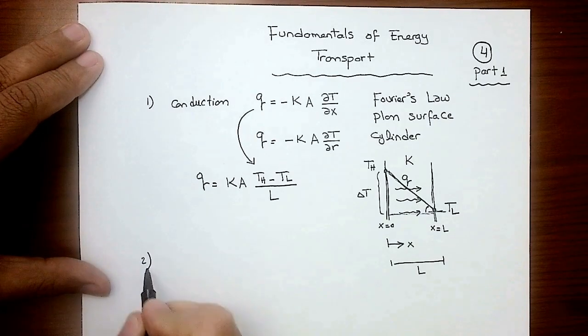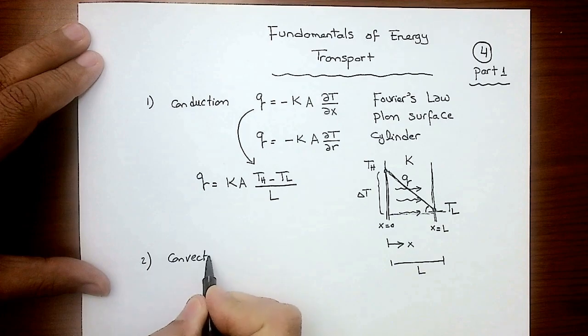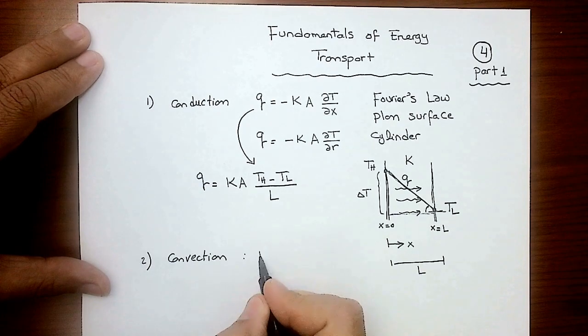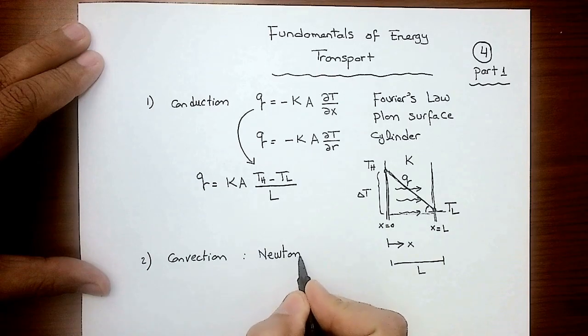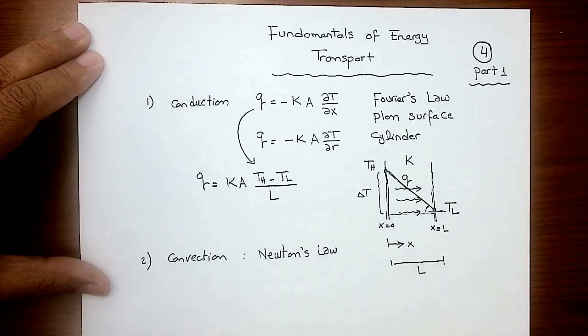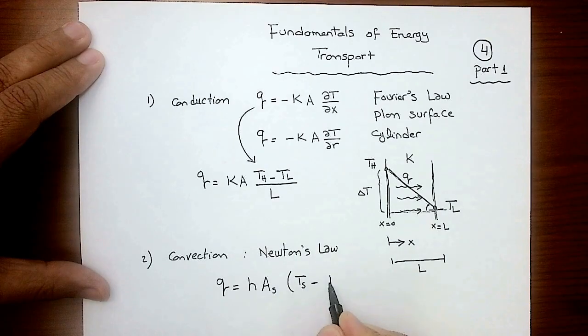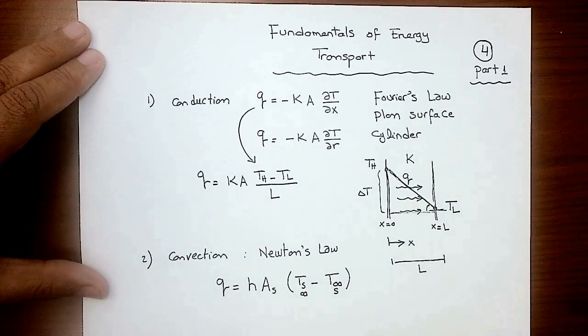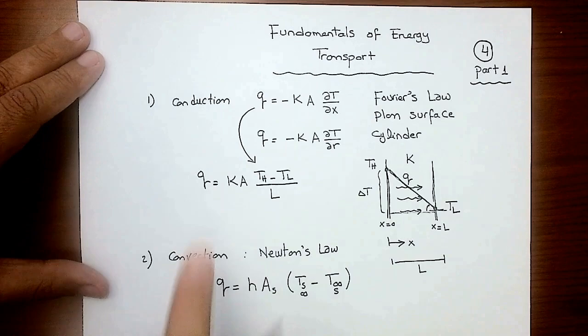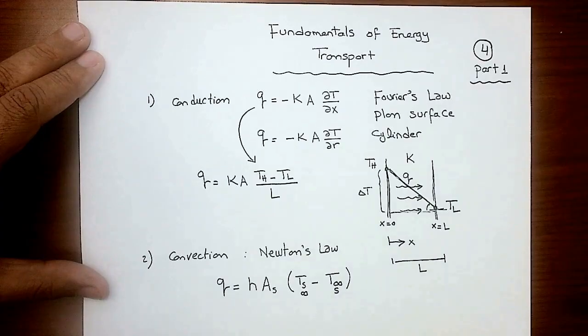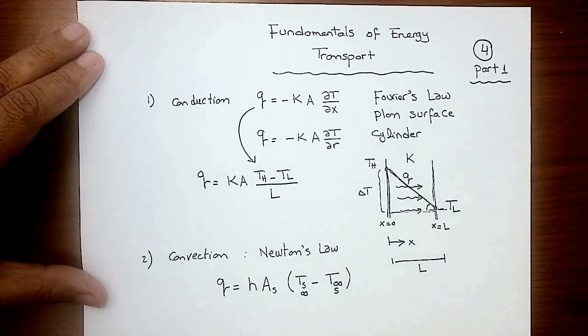Number 2, we introduced the convection heat transfer. And we introduced actually Newton's law of cooling. And the equation was very simple, that Q is equal to H times the surface area times either T surface minus T infinity, which is the surface temperature minus the fluid temperature, or T infinity minus Ts. Here, we don't care about the direction, it's just the quantity of heat transfer. If you want to remember more details about these two mechanisms, go back to the previous set 3 of lectures, and you can get more information.